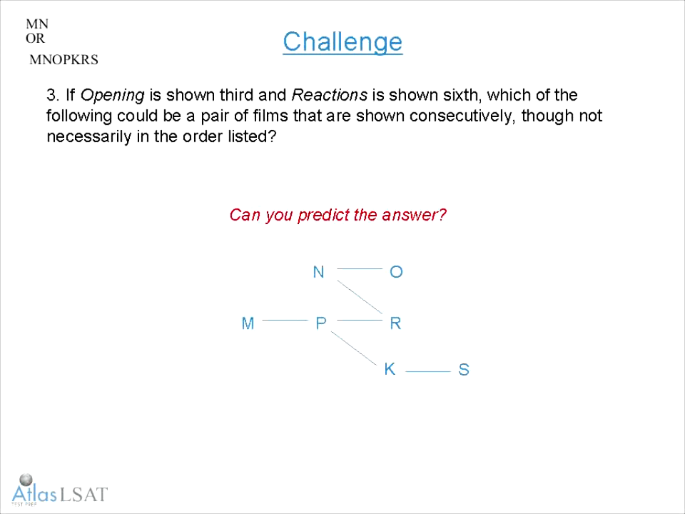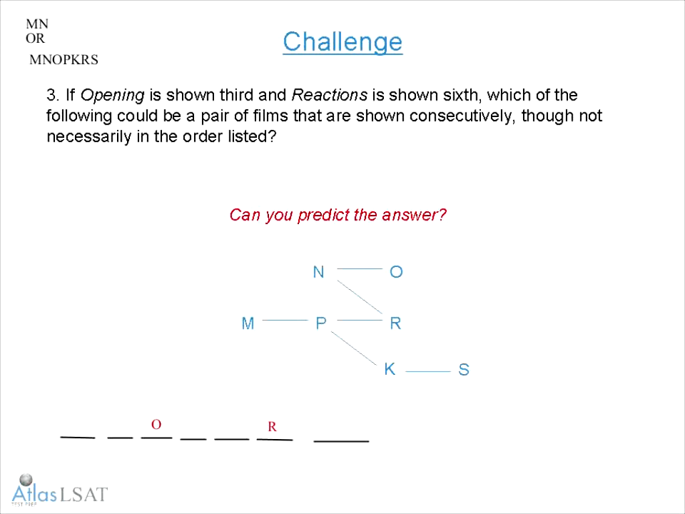I just kind of looked at the diagram and I looked at the fact that opening is third, so O is third. That means that N has to be before it. And we also know that R is at the end, or rather sixth, so P and M have to be before it, so I just picked two letters.